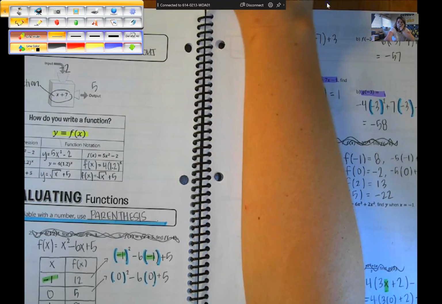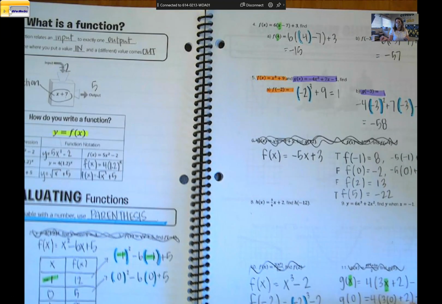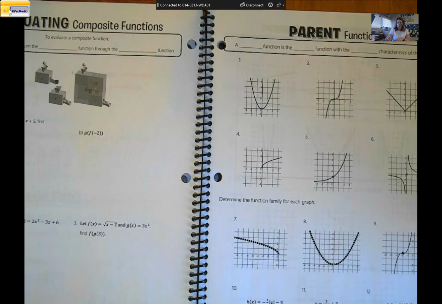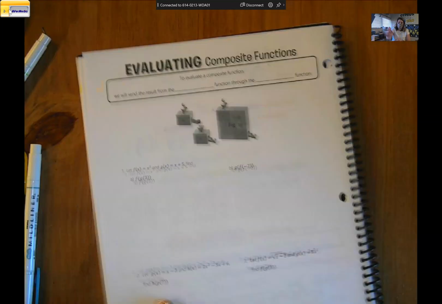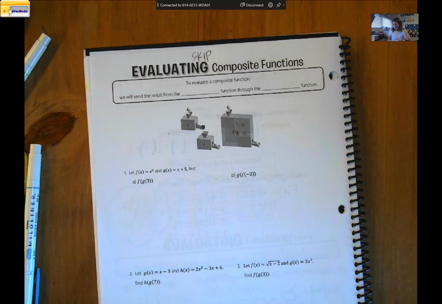Okay, so we did these 2 pages, and then the next lesson is supposed to be composite functions, but we're going to skip that. Don't murder it, because we might come back to it. Just skip page 16.